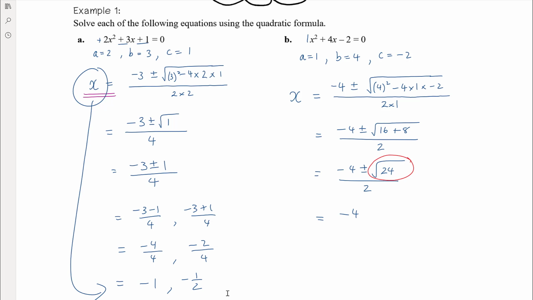So simplifying surds we should be pretty comfortable with now. We're looking for square numbers that go into 24, and that's 4. So root 24 we know is root 4 times 6, and so that's going to be 2 root 6.